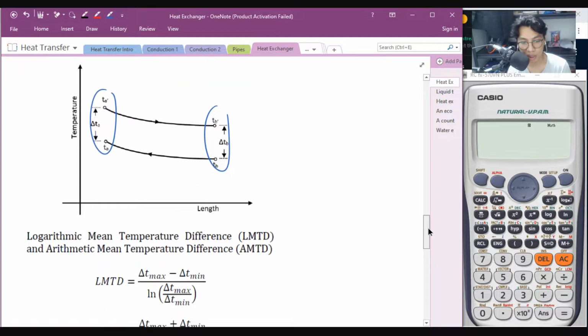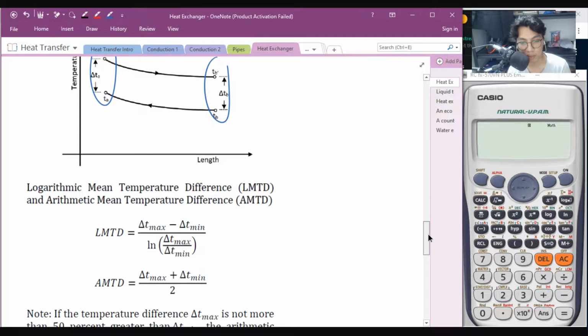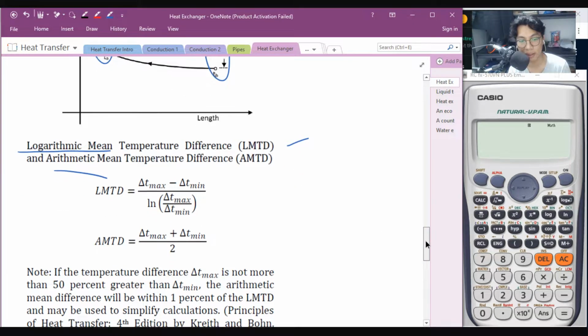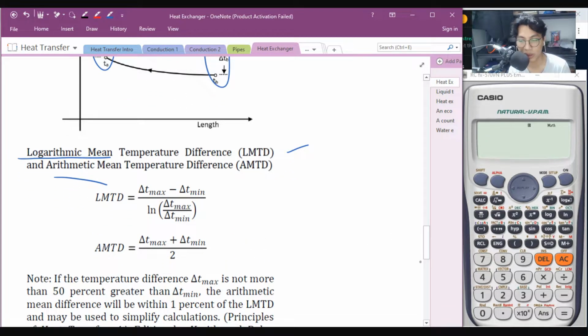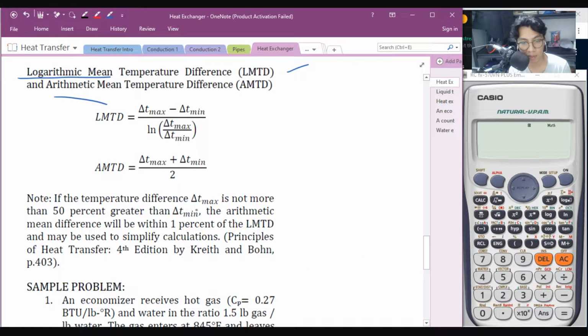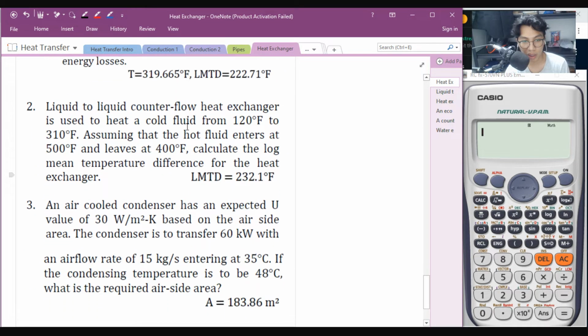difference. So, dito natin malalaman, there are two types of temperature difference here. The logarithmic mean, and then arithmetic mean. Okay? Logarithmic mean, gagamit ka ng natural logarithm para makuha mo yung kanyang changes. Sa arithmetic mean, just the mean or the sum of the maximum and minimums. Okay? Note, if the temperature difference delta T max is not more than 50% greater than T min, the arithmetic mean difference will be within 1% of the limited logarithmic mean temperature difference and may be used to simplify calculations. So this is from the Principles of Heat Transfer, the fourth edition by Kreith and Bohn. So ayan, meron tayong mga example here.